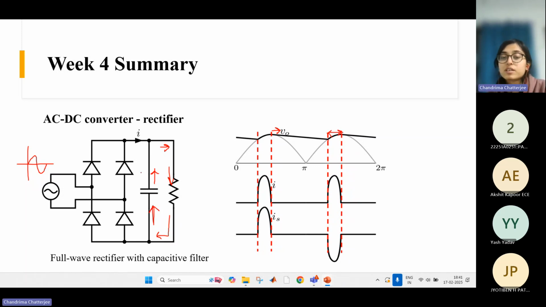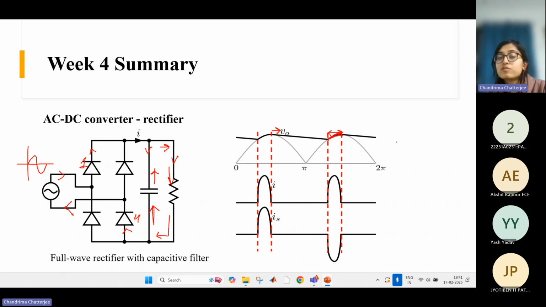During the positive half cycle, this diode and this diode will conduct, as we already saw, 1 and 4. So the current will be from the usual path from this diode through this capacitor and this load, and again back to the source through this diode during this charging period. That's why the output voltage resembles the shape of the source voltage during this portion.